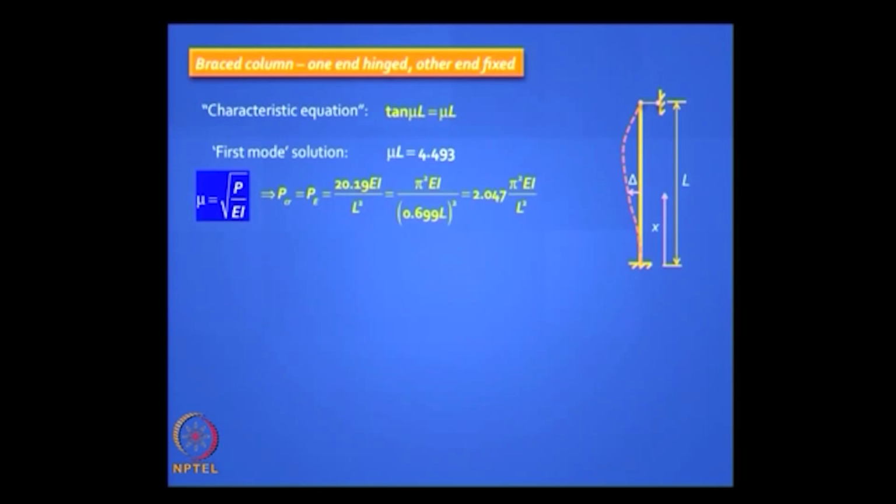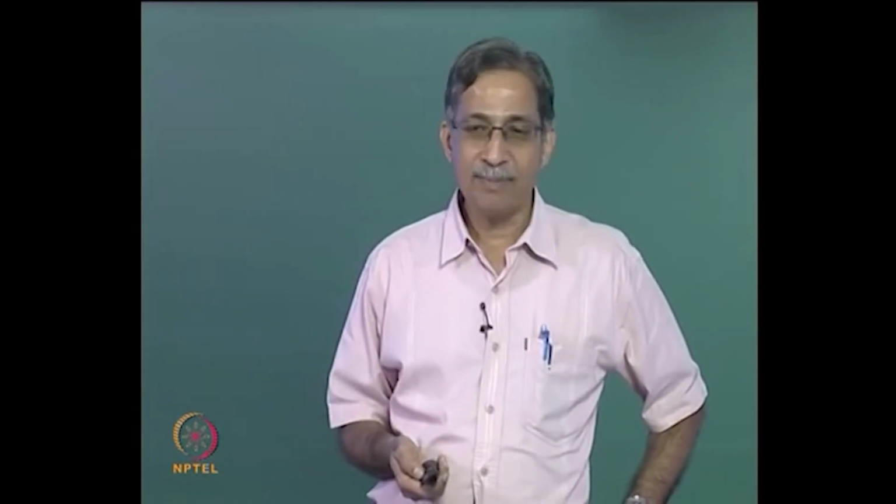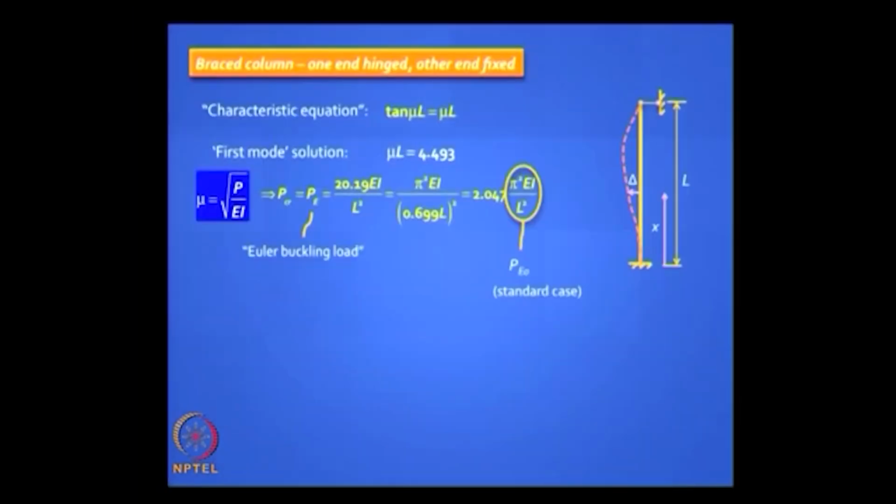So what is this 0.7 L? Yeah, that's your effective length. It's the length between the points of contraflexion. Very good. So you can do that, and you have a reference standard case. We will denote that as PE naught. P is any Euler buckling load for any boundary conditions in an ideal straight column.